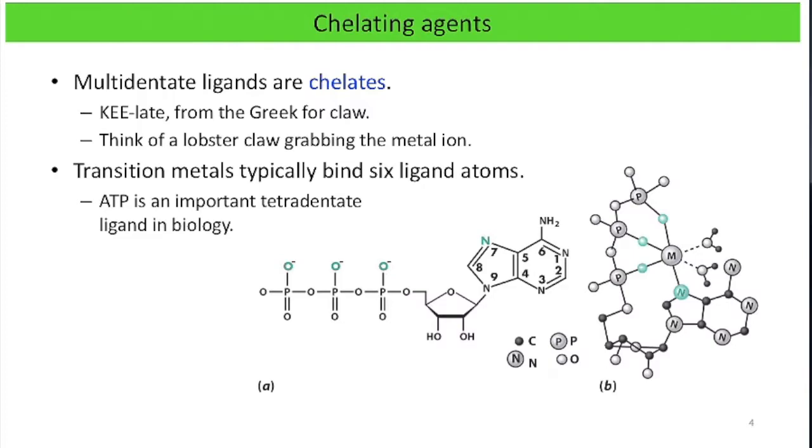ATP is another important tetradentate ligand in biology. So that means it can bond to metals using 4 different bonds. In this case, if you look on the right, the metal ion is right in the middle, and it is bonded to the ATP through 4 different bonds. So ATP is tetradentate, EDTA is hexadentate.